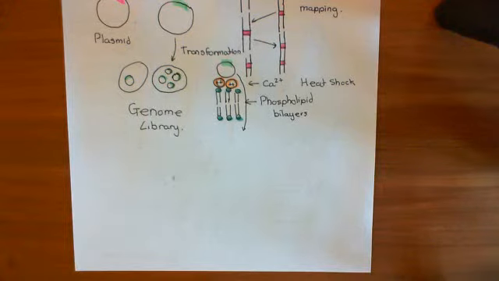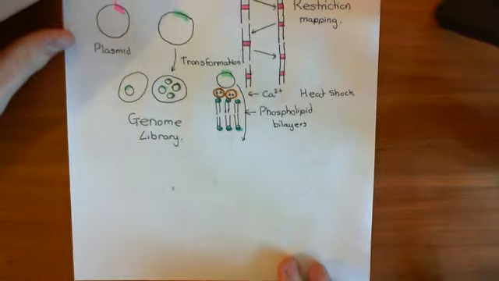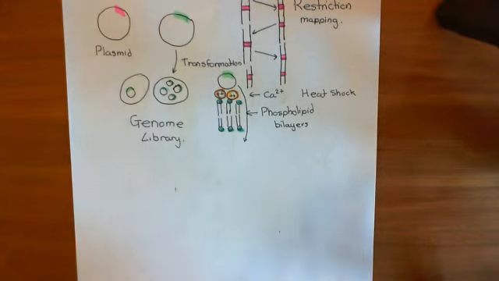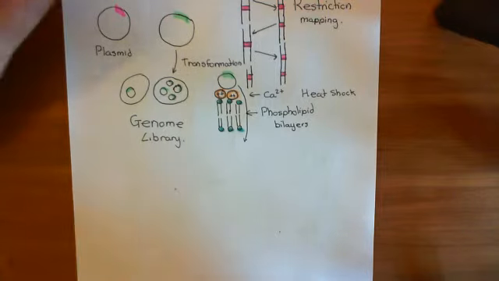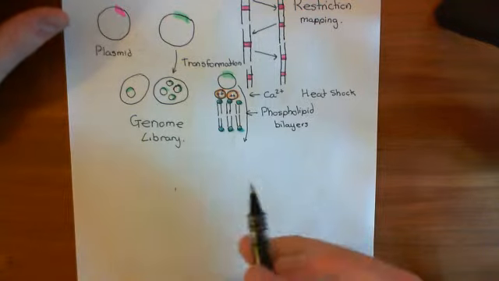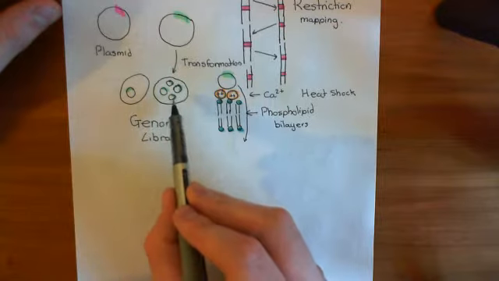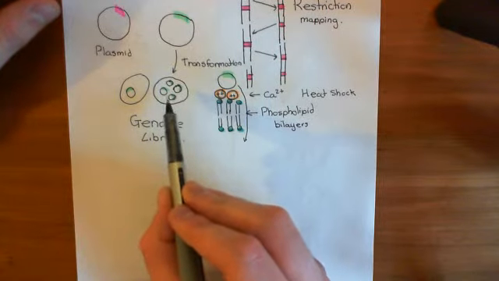Okay, so welcome to this next video on the Human Genome Project. In this video, what we're going to discuss is Sanger, which is also known as capillary sequencing. So we're actually now going to discuss how we sequence these fragments which we've put in this genome library.